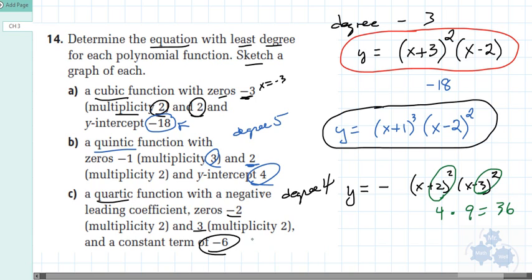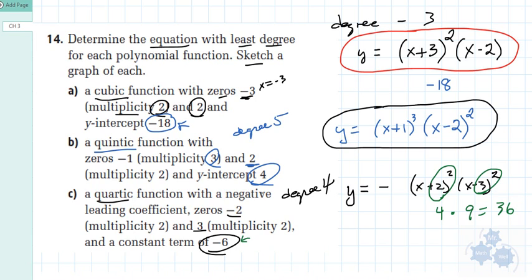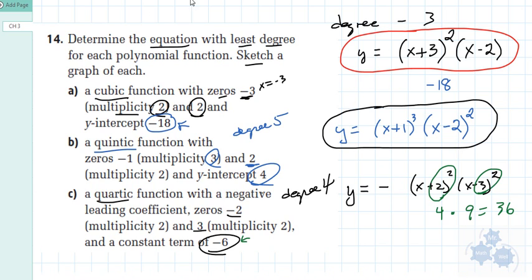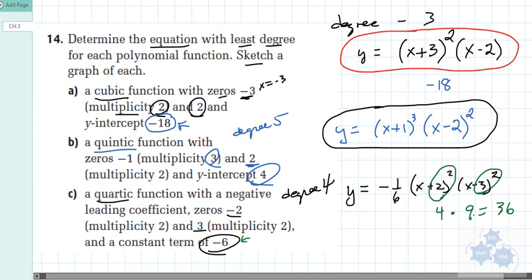So how do I get 6 out of there? Yeah, divide by 6. Or what would be a good coefficient here? 1 over 6. And the negative here would make it negative 6. Okay? So that's how you determine the coefficient that might be in front. And there is your answer.